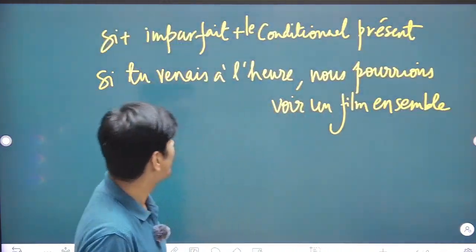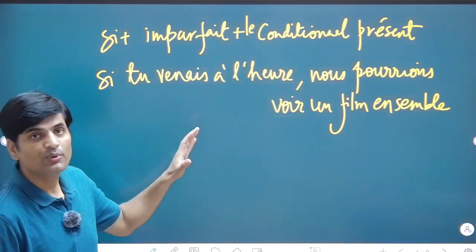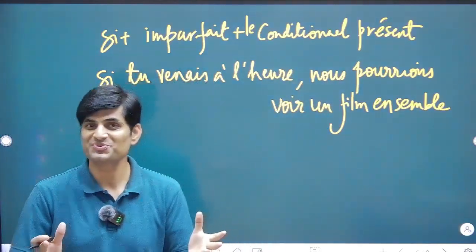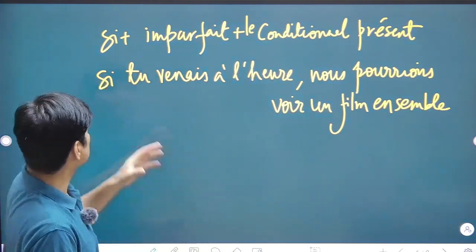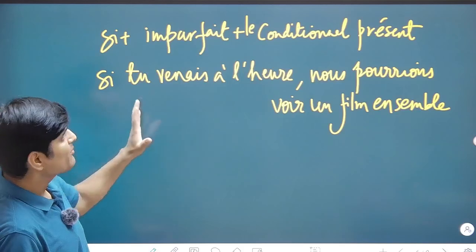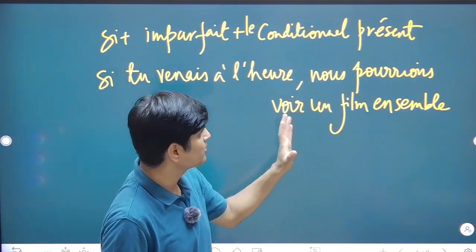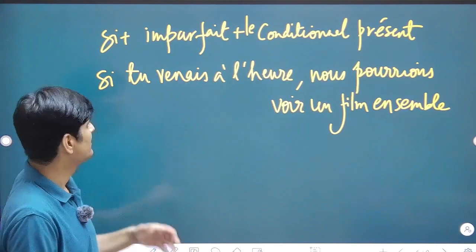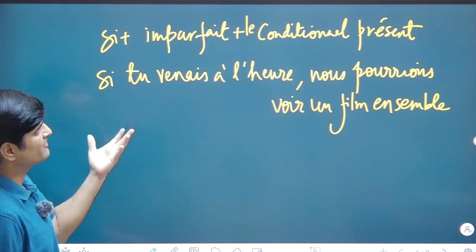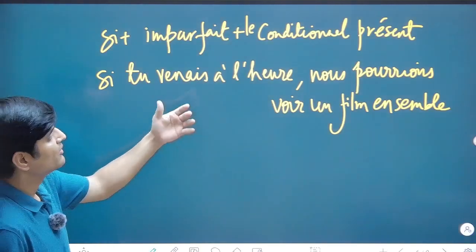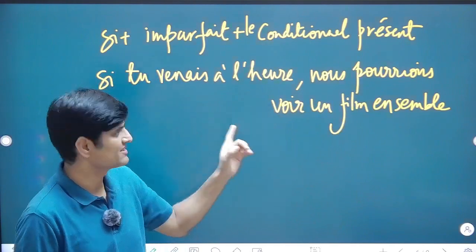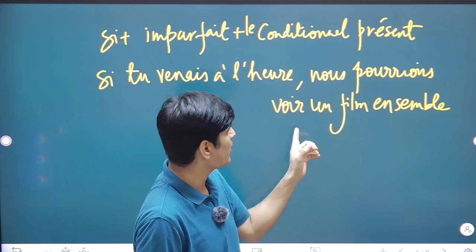Let's move ahead. Now, I have put the clause for you wherein you have si plus imparfait plus conditional présent, the hypothetical situation that we all are aware of. So if you came on time, we could watch a film together. It would be translated in French as si tu venais à l'heure, nous pourrions, so this pourrions is again the conditional form. I'm sure you must have understood how it's made. Nous pourrions voir un film ensemble.